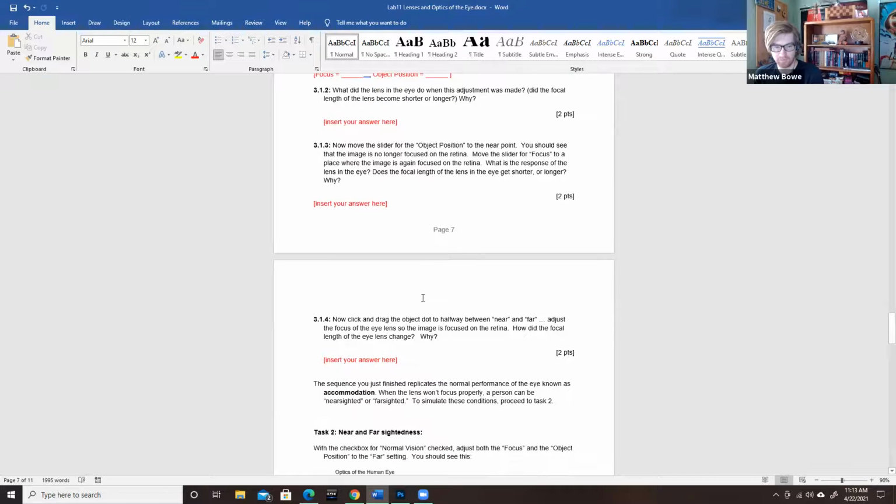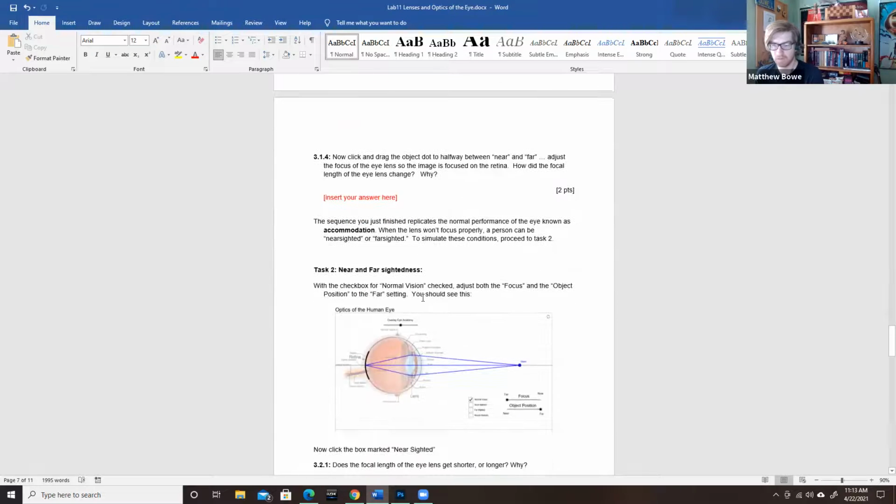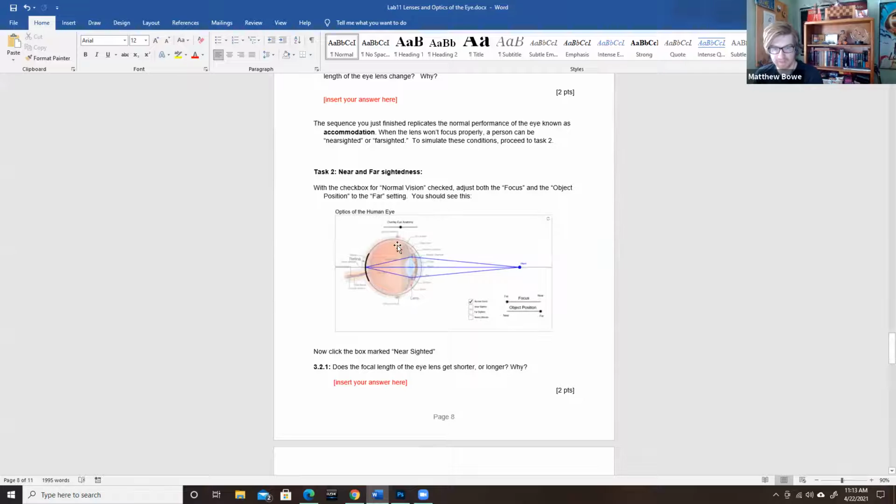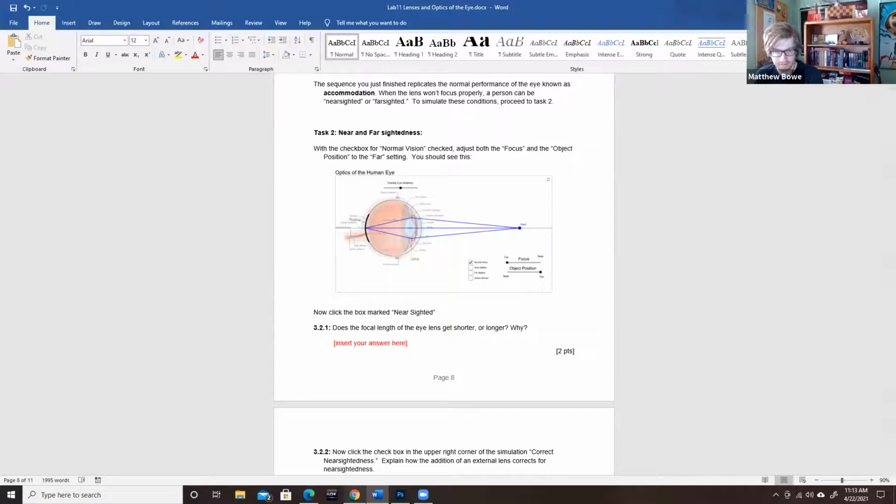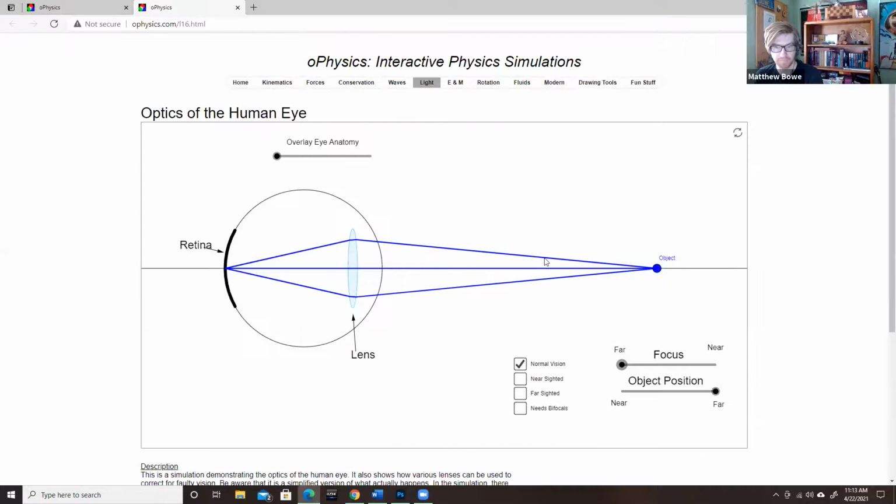This is for normal vision. Later, you're going to look at near and farsightedness. So let's do that. Let's reset. And we're going to look at someone with nearsighted eyes. Okay, so this is an eye that can only see near. Again, the questions and the instructions will walk you through what you need to do.